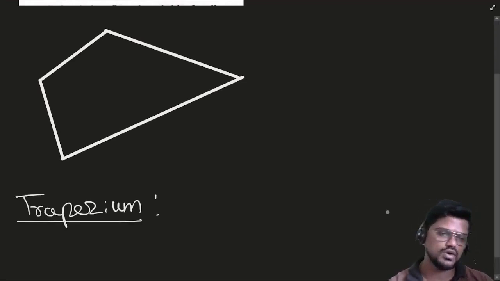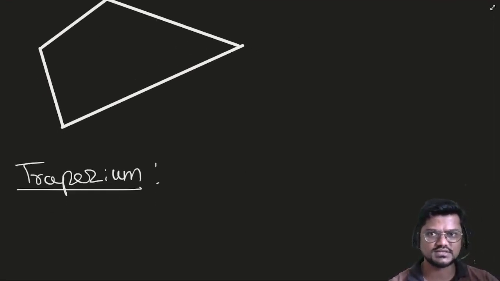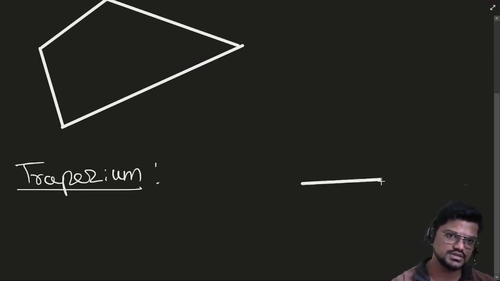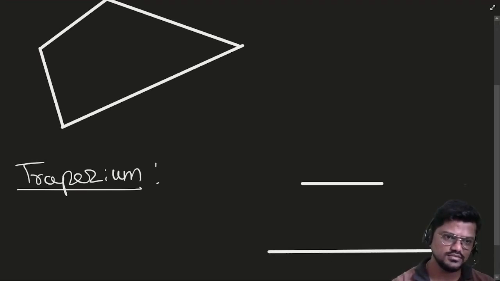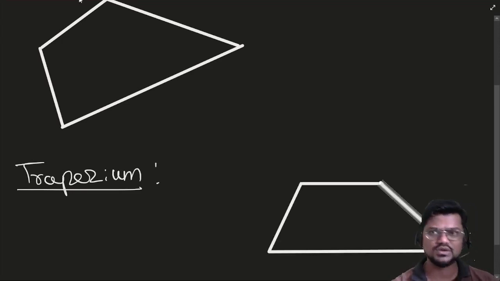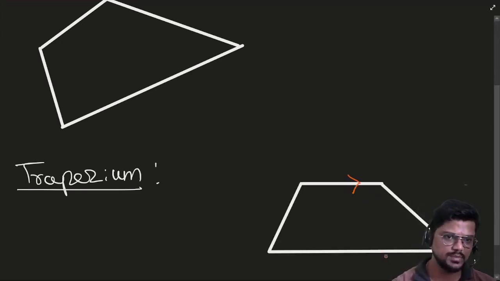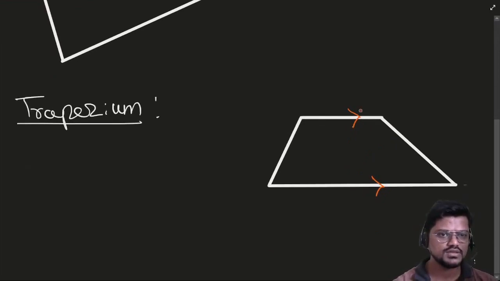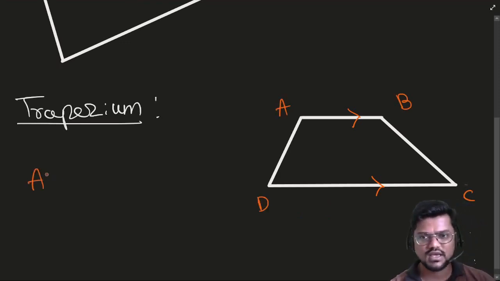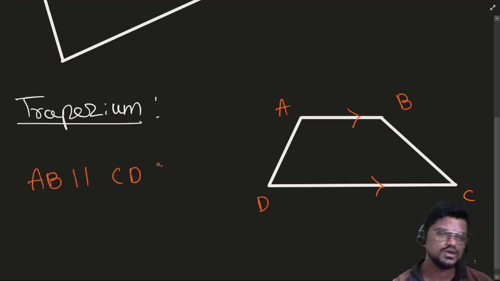In the trapezium, it has four sides, but two lines are parallel. This is parallel to this line, and if you join these two lines, it is said to be a trapezium. There is only one condition for a quadrilateral to be a trapezium: AB should be parallel to CD. The opposite sides should be parallel, and this will be said to be a trapezium.